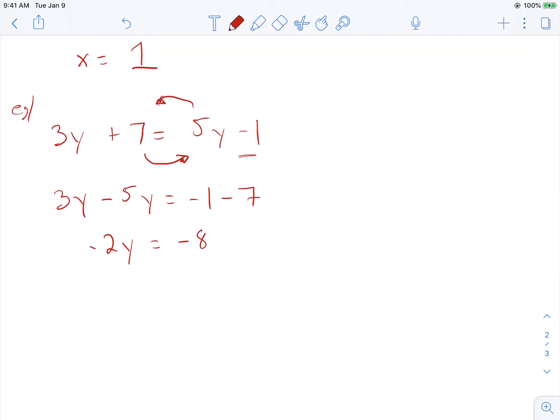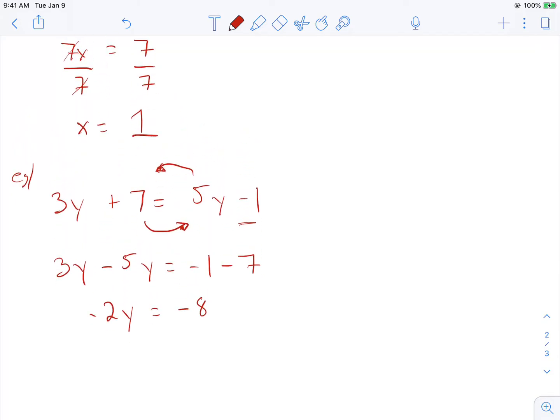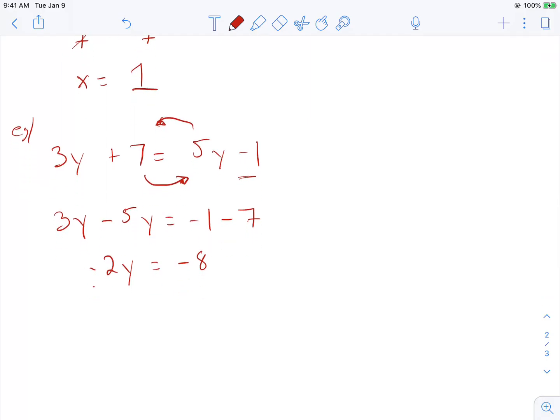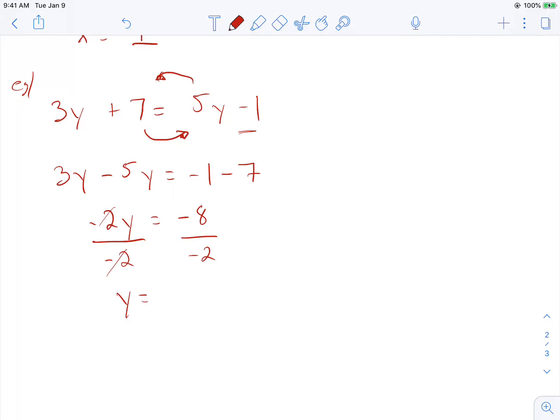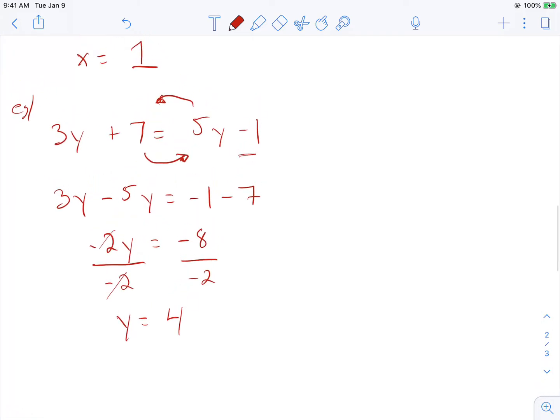Now what we need to do, same thing we did in the last step, we just take the coefficient and we divide. So this side, to get y by itself, we divide by negative 2. Those two things are going to cancel out. And on this side, we must divide by negative 2 as well. So we end up with y equals negative 8 divided by negative 2, which is 4. Okay, let's take a look at one more, and this one might be a little more challenging.